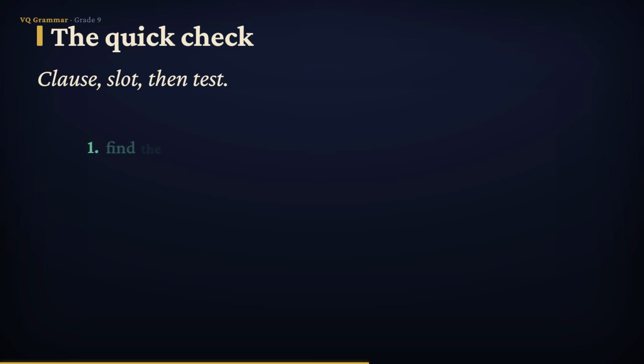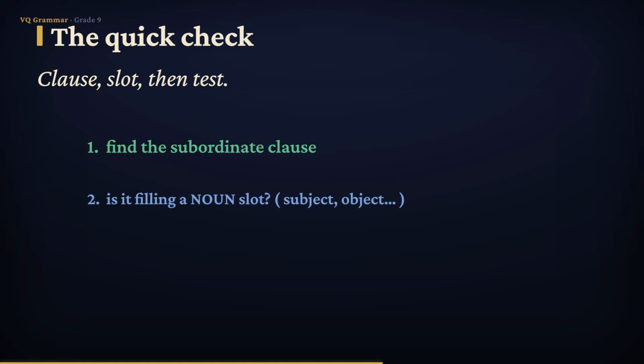Step 1. Find the subordinate clause, often marked by a signal word like what, that, or whoever. Step 2. Ask whether that clause is filling a noun slot. Is it a subject, an object, or a predicate nominative? Step 3. Confirm it with the test. Swap in the word it or something and see if the sentence still stands. Do those 3 things and you've got the noun clause down cold.